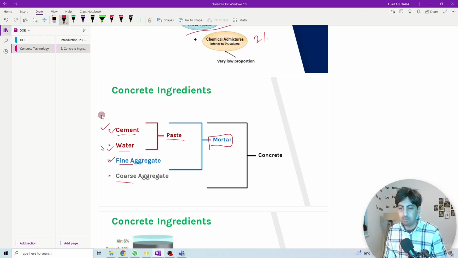And if we mix cement, water, sand, and coarse aggregate, then we start to call it concrete. So concrete is a mixture of cement, water, sand, and gravel. These are the 4 ingredients. Then we start to call it concrete. So from now on, you need to differentiate between what we mean by paste, mortar, and concrete.